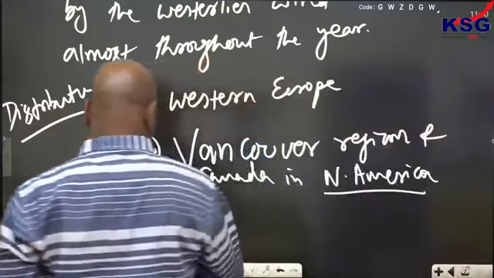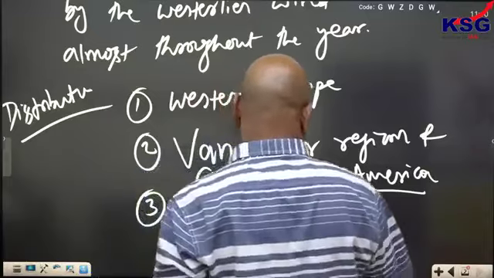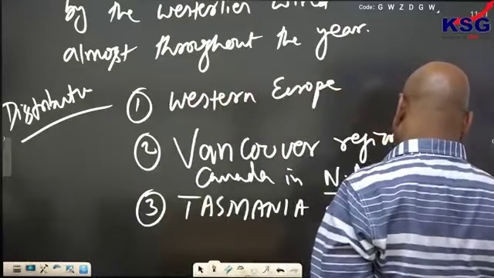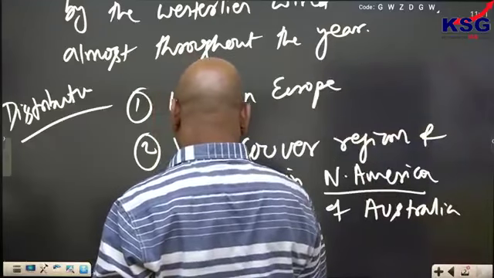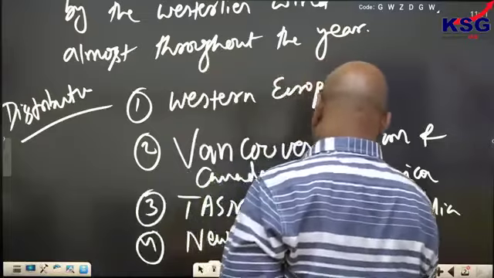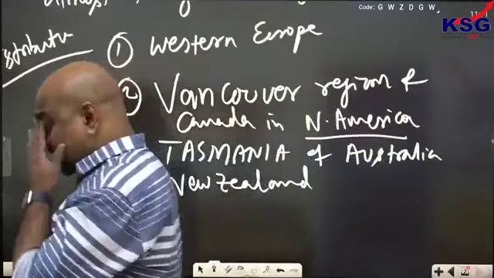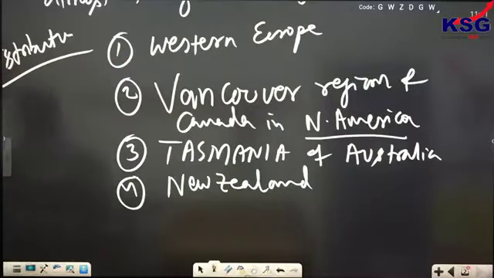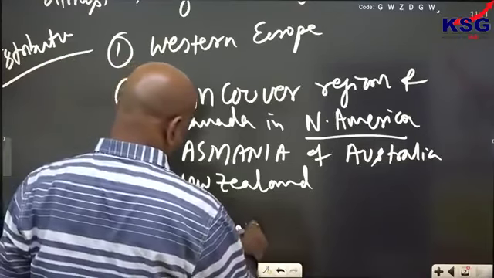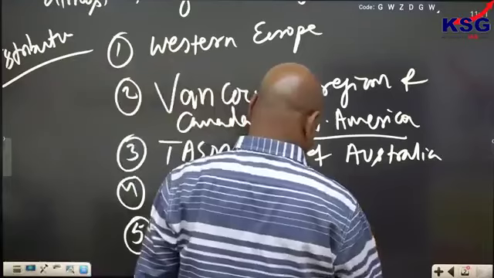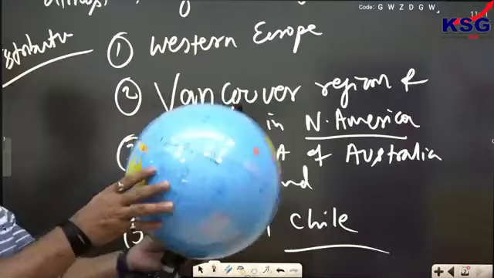Third one is Tasmania of Australia. Fourth one is New Zealand. Entire New Zealand you have, because it is entirely influenced by the westerly wind system. And the fifth one is the southern part of Chile, southern Chile.